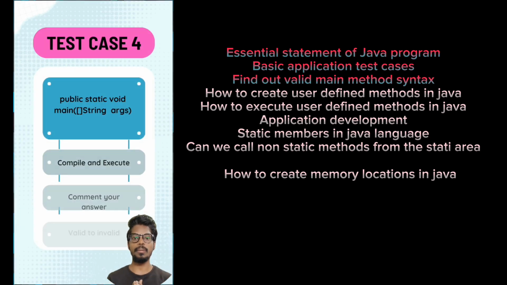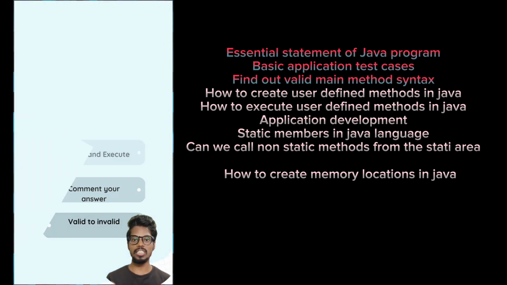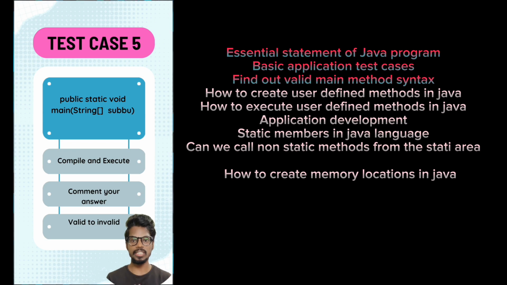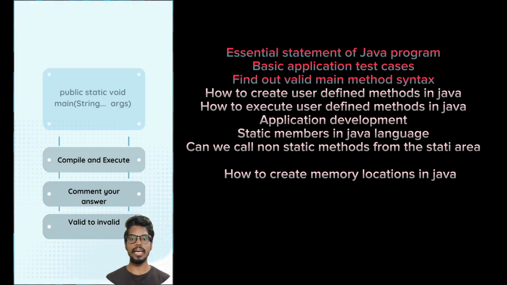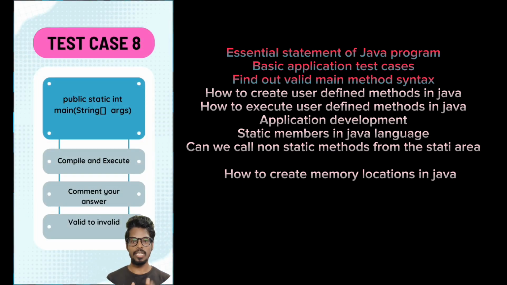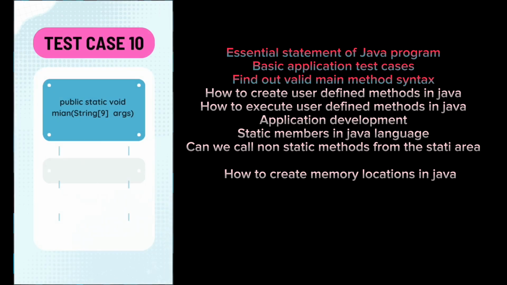So if you are declaring the main method with the wrong syntax, definitely the JVM is not able to find that particular syntax. That's why we are displaying some main method syntaxes on the console. Please check which one is valid and which one is invalid, guys. Please comment on each and every declaration which is present here.